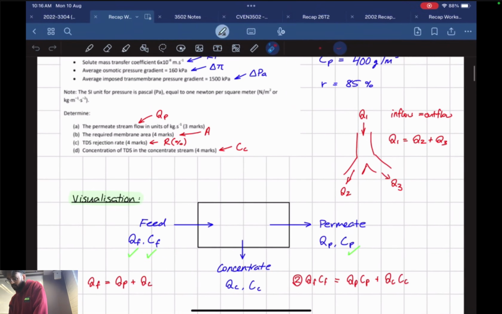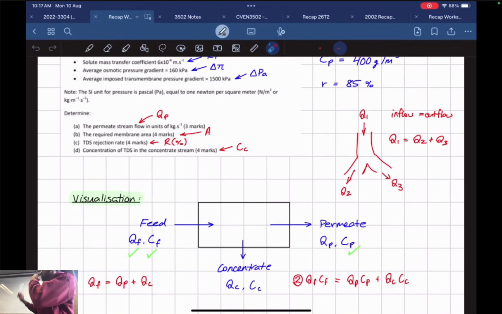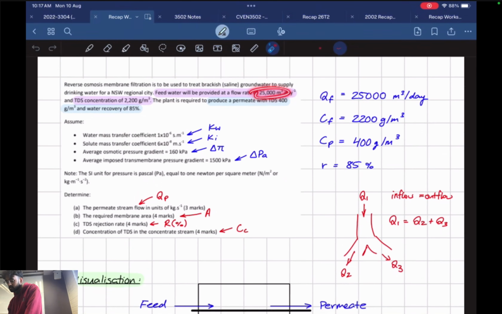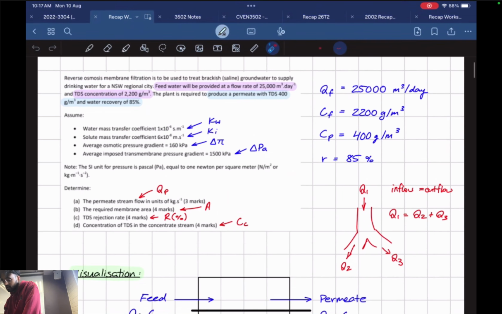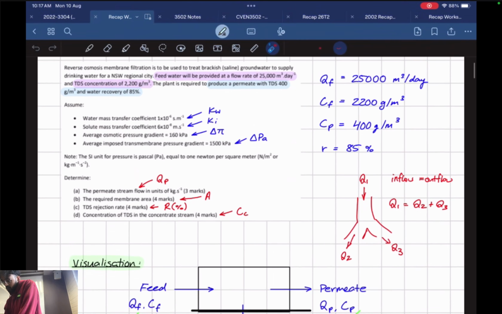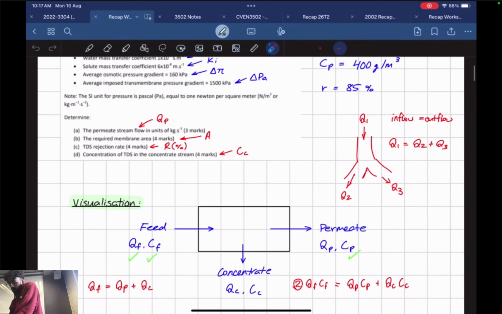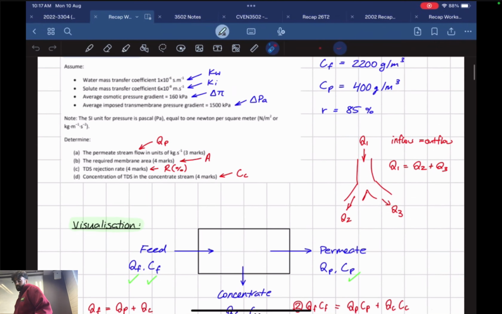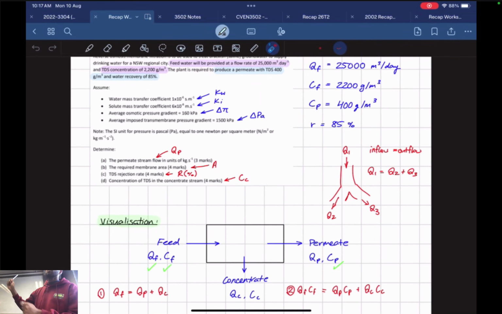Oh yeah, so I've added some ticks here, which means we kind of know those values. So we know the Q of the feed, 25,000. We know the concentration of our feed, 2,200 grams per meter cubed. For our permeate, we also know the concentration, TDS 400 grams per meter cubed. What we don't know is our concentrate flow and concentration, and our QP. So the first question, part A. By the way, if you guys are copying down, just let me know. I can slow it down a little bit as well. Part A is asking us to find the permeate stream, so QP.